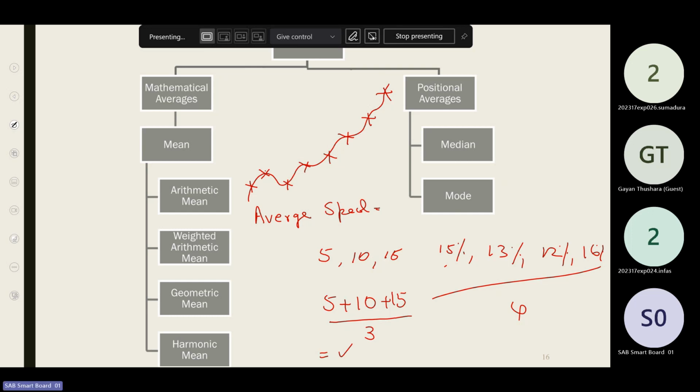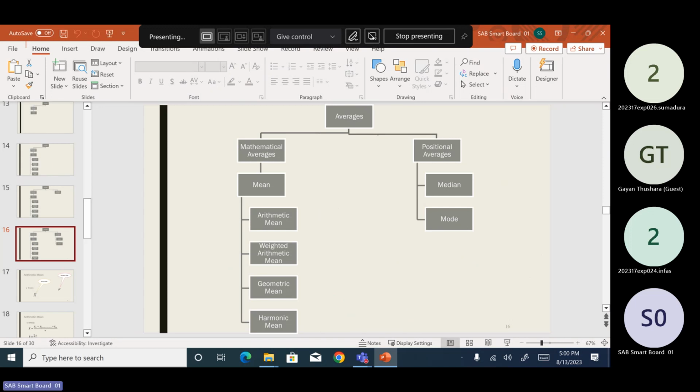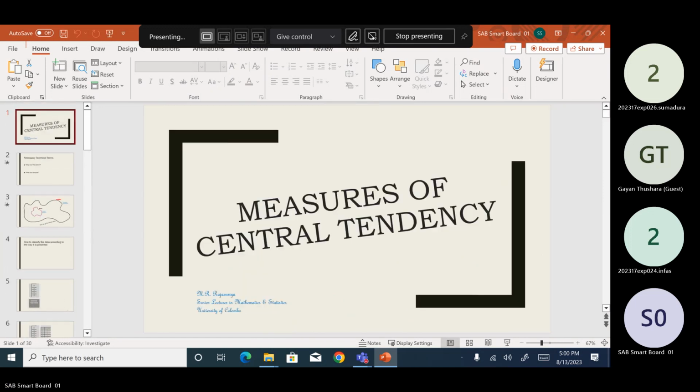So take down. Measures of central tendency. So that's the topic. Take down this page.